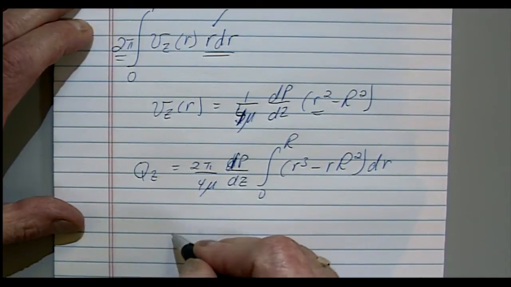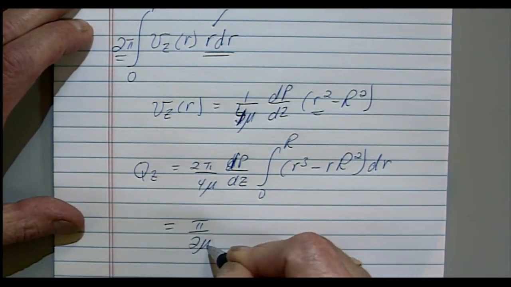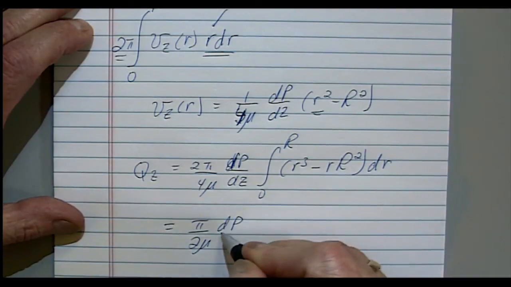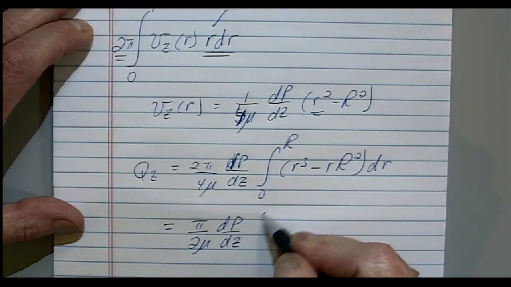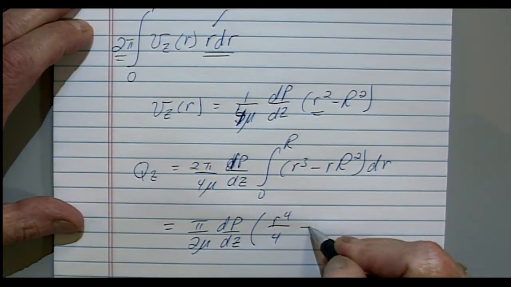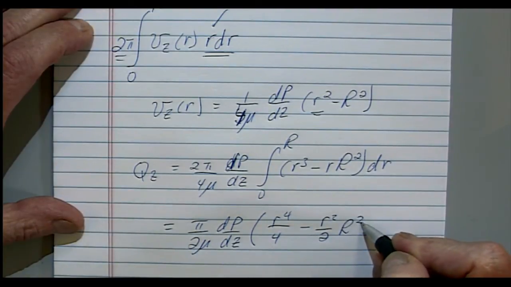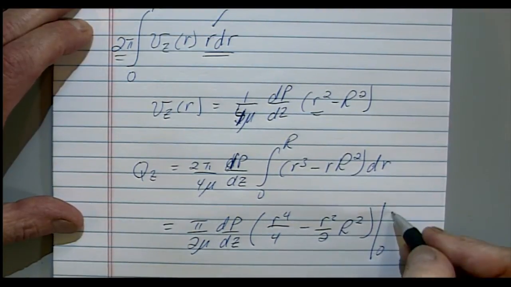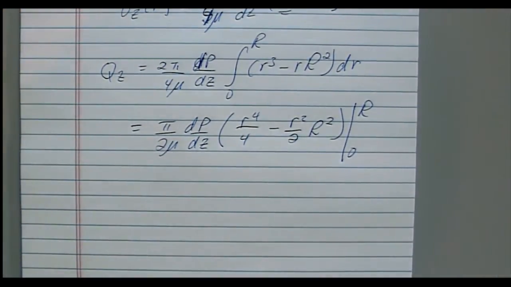And if I do that, I end up with pi over twice the viscosity times the pressure gradient, dp/dz, which is driving the flow, times r to the 4th over 4 minus r squared over 2 times big R squared. And I have to evaluate that between 0 and big R. Okay, so that's what we have to do.